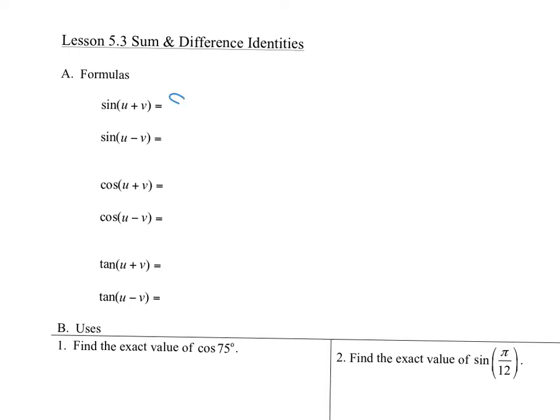You're going to do sine u cosine v plus cosine u sine v. Some of you guys don't like u and v. It's what the book uses, so I just kind of stick with that. Some of your u's and v's look the same, but those are different angles, okay? So sine u cosine v plus cosine u sine v.